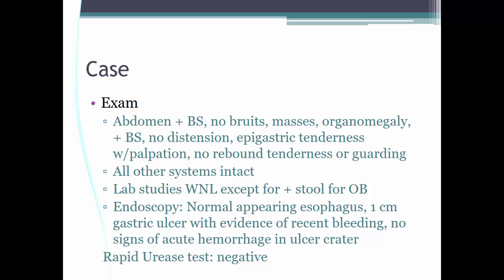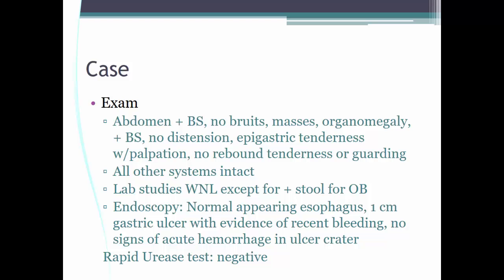During the examination, the abdomen has positive bowel sounds, no bruits, no masses or organomegaly, no distension, but it does have epigastric tenderness with palpation. There's no rebound tenderness or guarding, so I'm trying to exclude any possibility of an ulcer that has ruptured or erosion that could lead to peritonitis. All other systems are intact. Laboratory values within normal limits except for stool for occult blood.